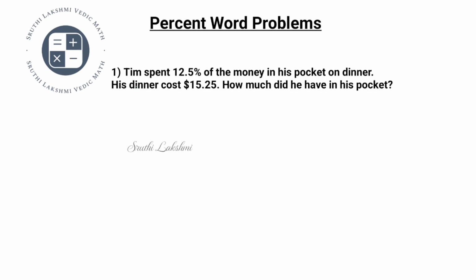So let's start. Tim spent 12.5% of the money in his pocket on dinner. His dinner cost $15.25. How much money did he have in his pocket?